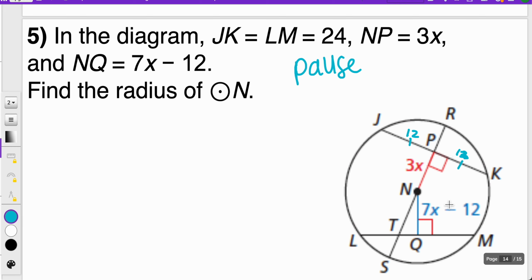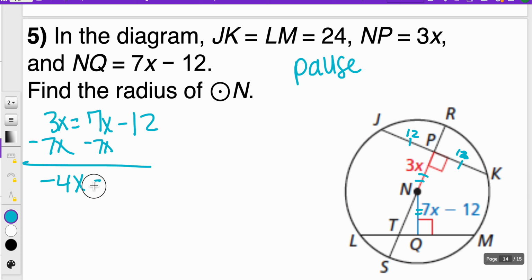And then NP is 3x, and NQ is 7x minus 12. Because we have two congruent chords, those are equidistant, so that means 3x is equal to 7x minus 12. I'm going to go ahead and subtract 7x from both sides, so I get negative 4x equals negative 12, which just means x is equal to 3.